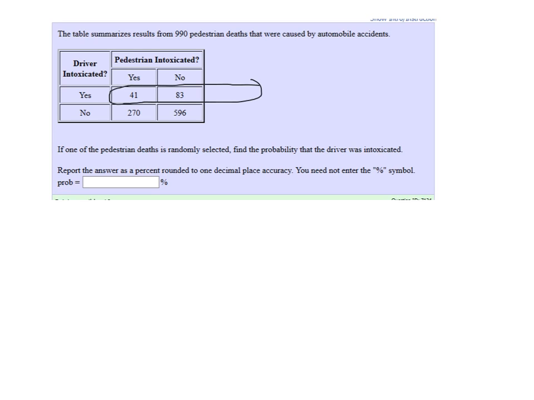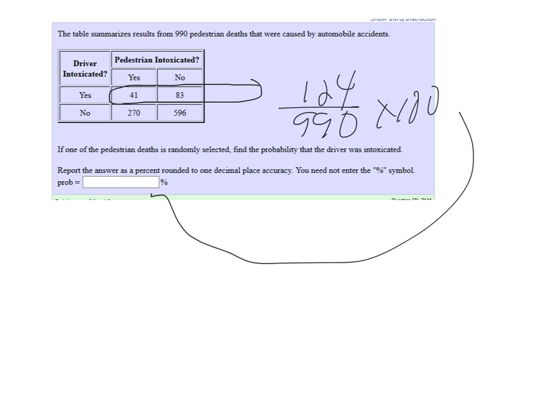was intoxicated. So we know there's 990 total, and if we find the sum of these two numbers, that'll be the number where the driver was intoxicated. So what's that, 100 and 124? So there's 124 times that the driver was intoxicated out of 990 deaths. So to get that answer, we're going to do 124 divided by 990 times 100, and that will be that answer.